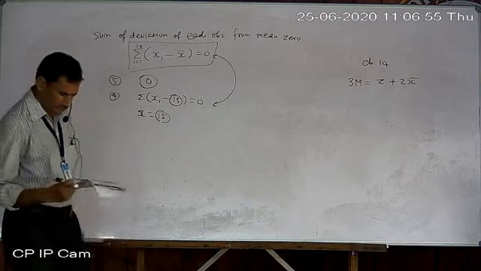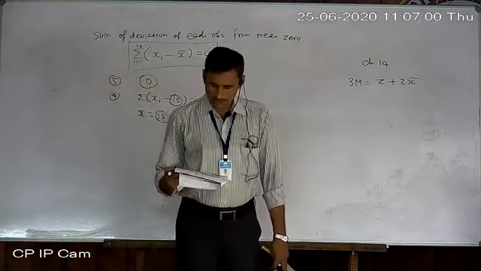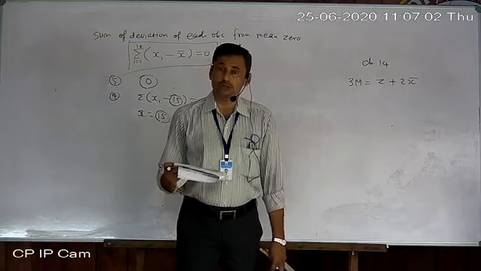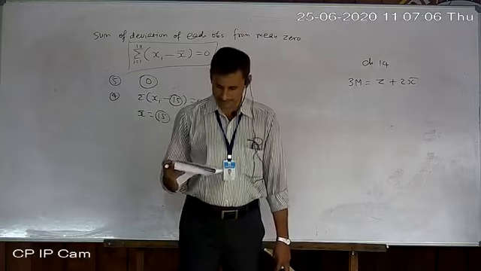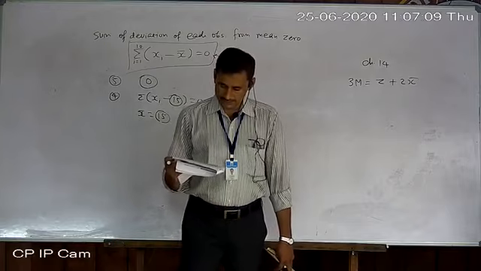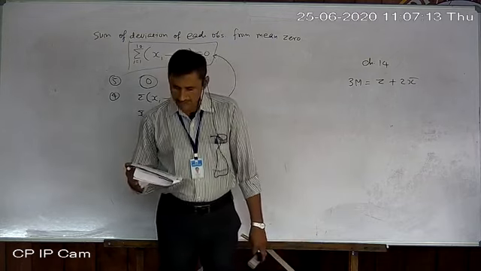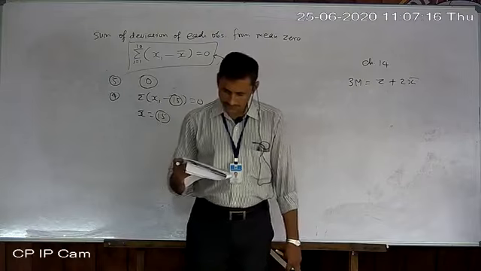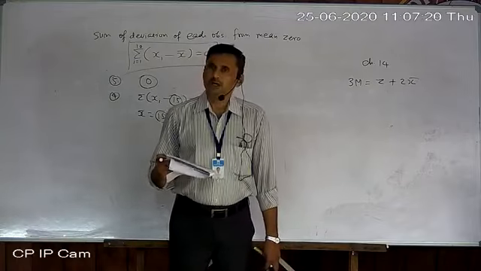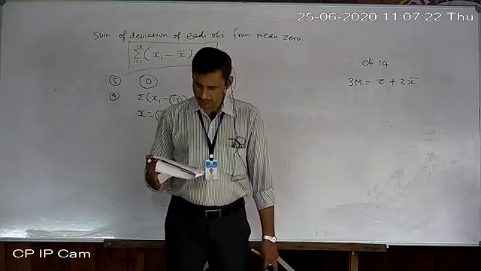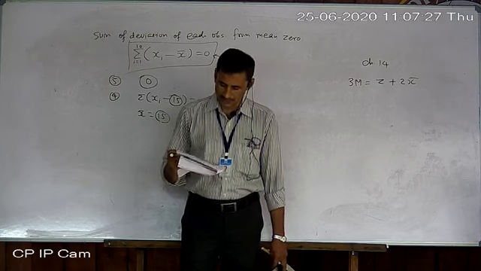Now I think the remaining are all of simple type. Mean of the first 5 prime numbers: you know the prime numbers are 2, 3, 5, 7, 11. Make the sum, divide by 5. Median gives us 7. In number 8 again median is asked. Number 9, it is printed 8 but it is 9. Find the modal class for the following data. Modal class means the class having maximum frequency. So maximum frequency is 18, so modal class is 10 to 20.